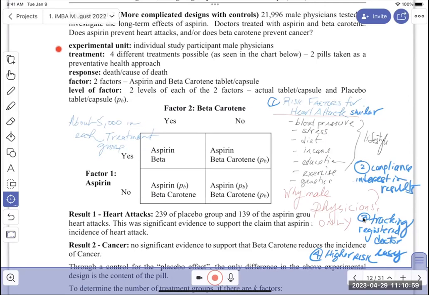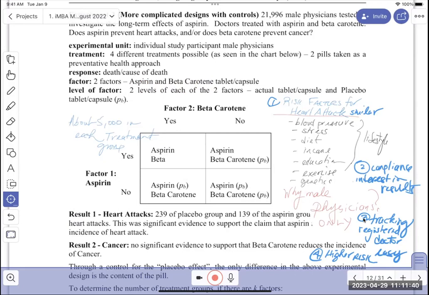So let's go through the features of this experiment. So again, the subject is the participant, which is a male physician. The treatments, there are 4 because they introduced 2 factors now, aspirin and beta carotene. Aspirin to prevent death by heart attack, and beta carotene to prevent death by cancer. Now, clearly, these were determined not to be confounding factors, right? It's to be able to attribute the effect to one of the treatments. These shouldn't be affecting the person in any way. So that must be an assumption here.